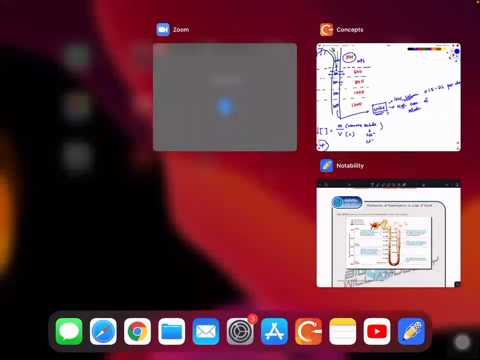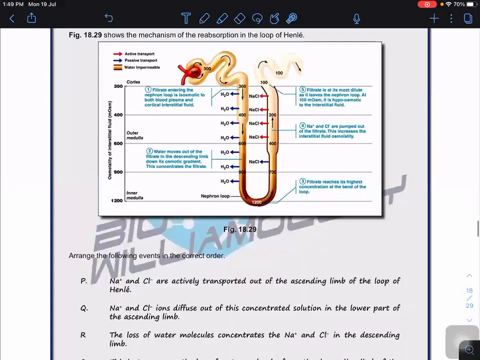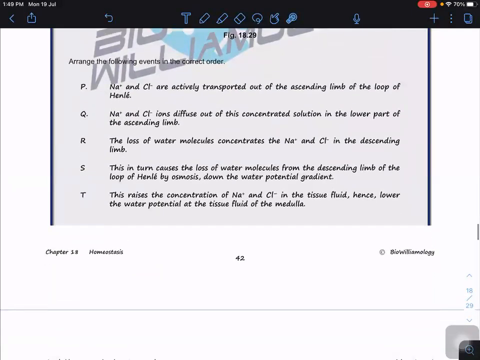So what you need to explain when talking about reabsorption in the loop of Henlé: at the ascending limb, we pump out sodium and chloride ions. At the descending limb, we allow osmosis to take place. So at the descending limb, we make a high concentration of the filtrate, but after that, we remove the solute to make it low concentration, allowing continuous reabsorption of water molecules inside the DCT and then later the collecting ducts. Okay, so you can try to arrange the following events in the correct order.